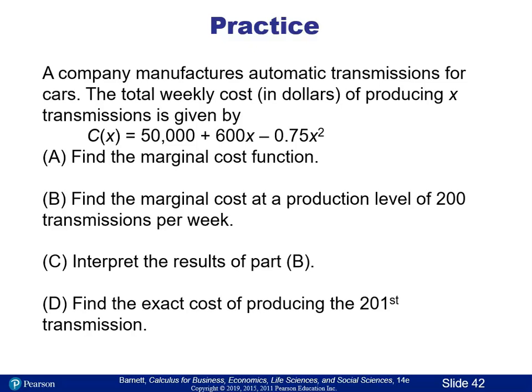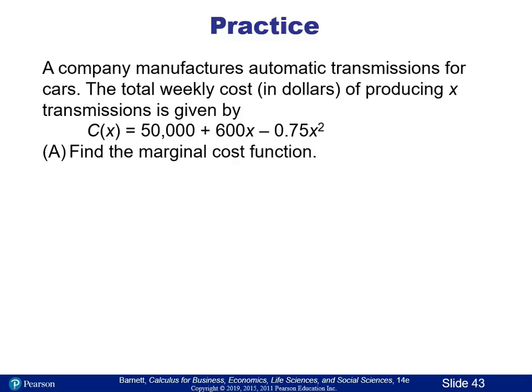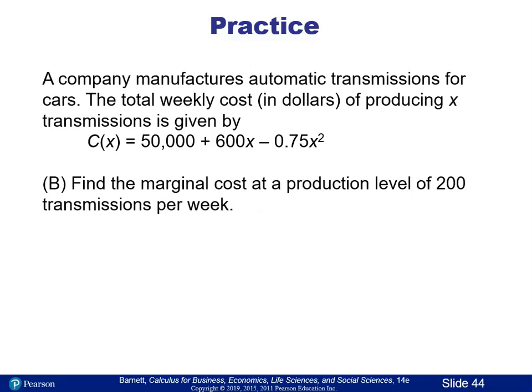Here's one for you to possibly pause and look at on your own that summarizes the things we've looked at today. First, if we're going to find the marginal cost function, marginal means take the derivative. So we're going to take the derivative of our cost function. Our marginal cost, which is the derivative of the cost, would be 600 minus 1.5x. That would be part A.